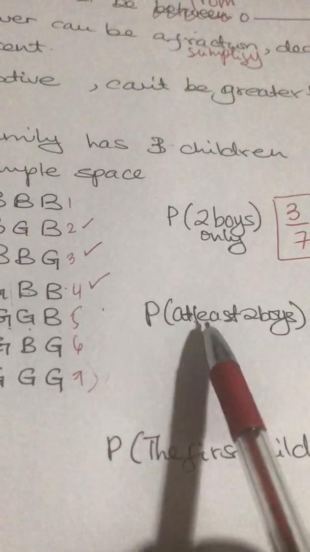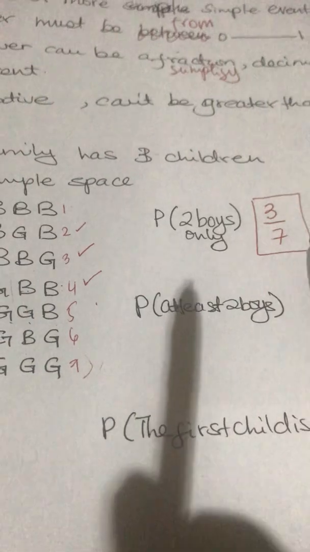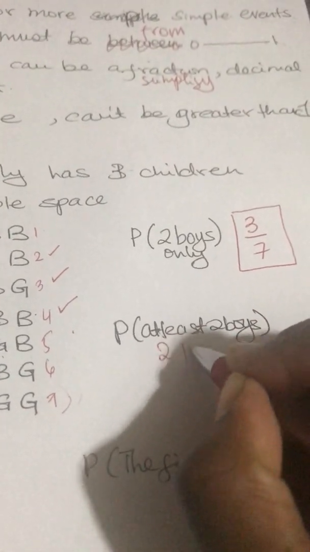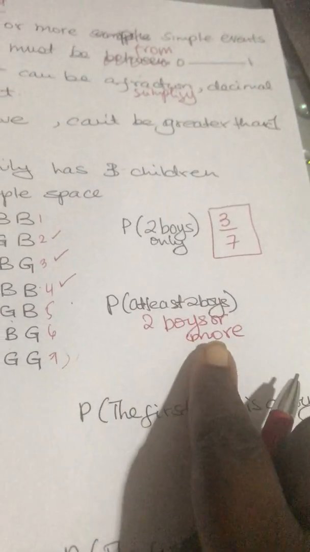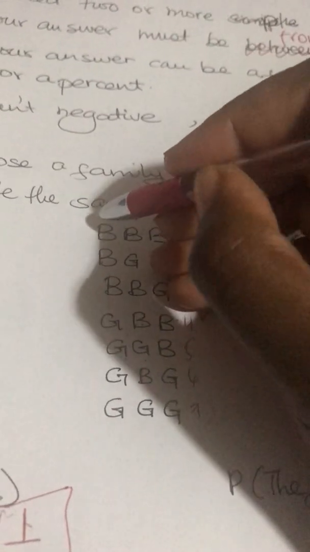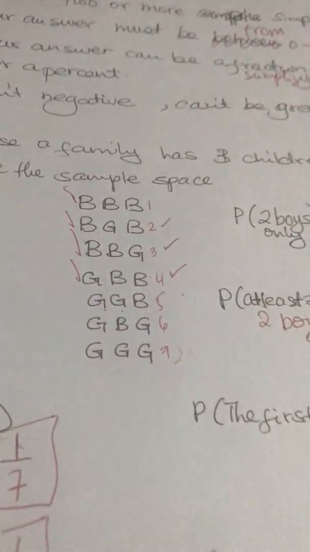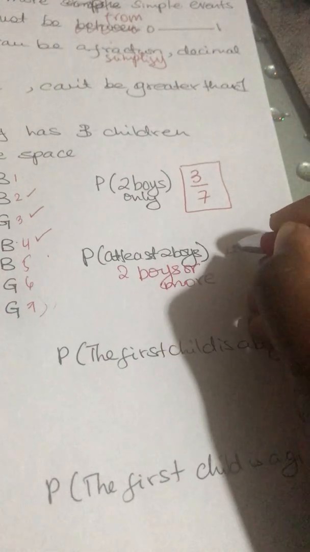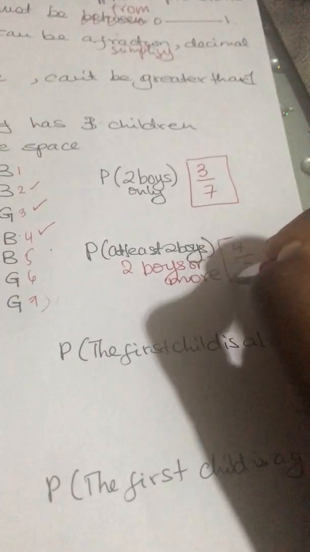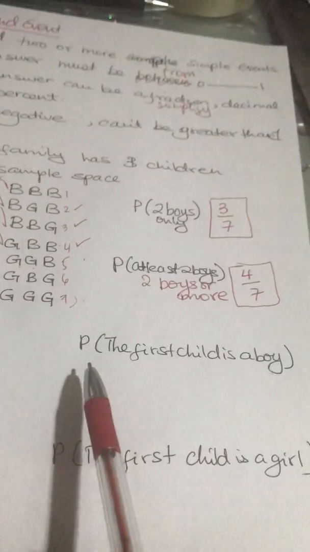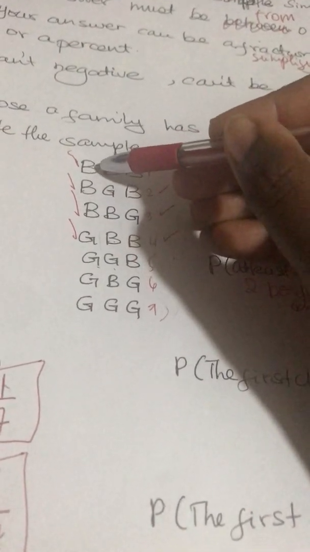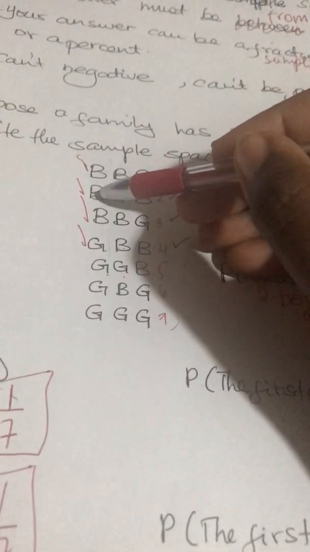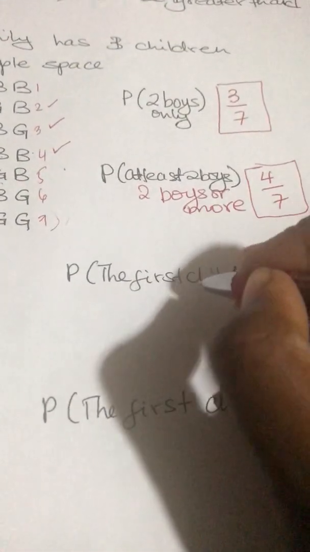What is the probability of choosing at least 2 boys? This means 2 boys or more. So 2 boys or more, that will be this one. 1, 2, 3, 4. So that will be 4 out of 7. What is the probability that the first child is a boy? So it's only 3 of them. Here, the first child is a boy. 1, 2, 3. So 3 out of 7.